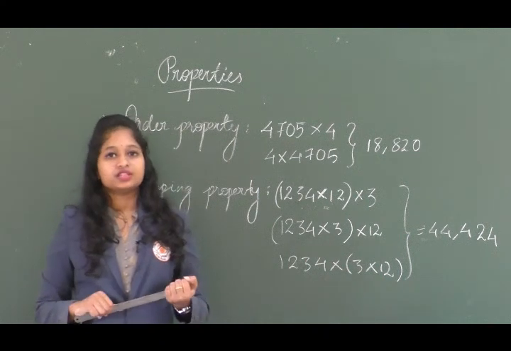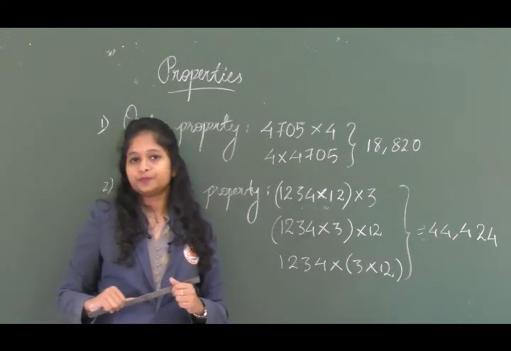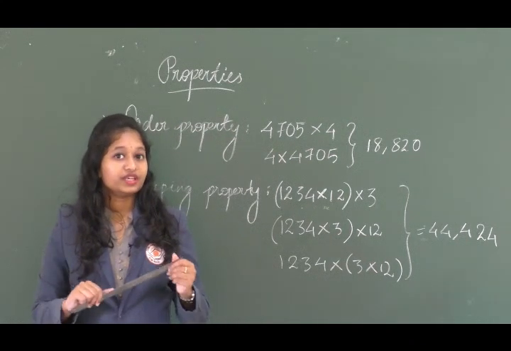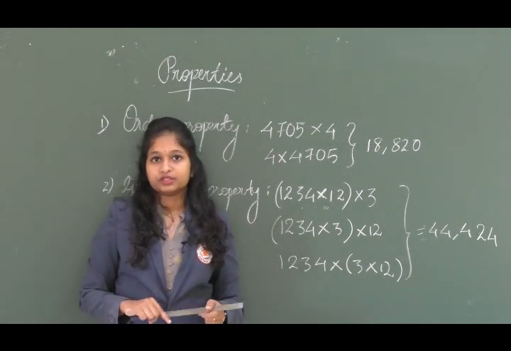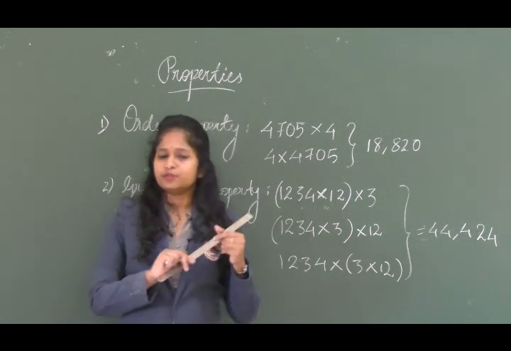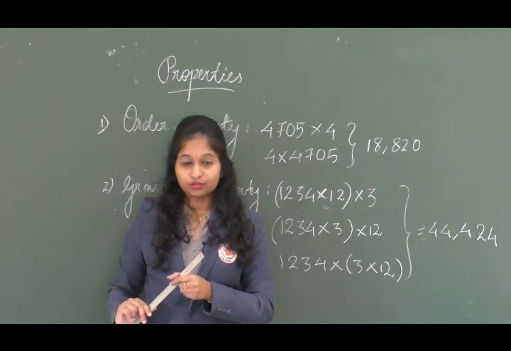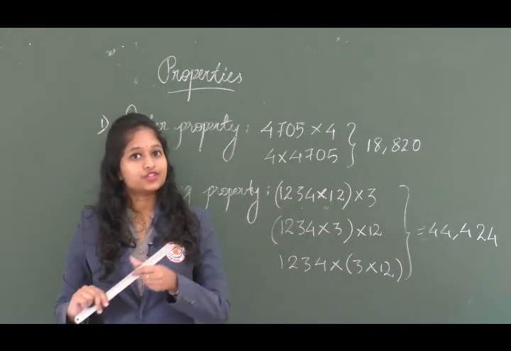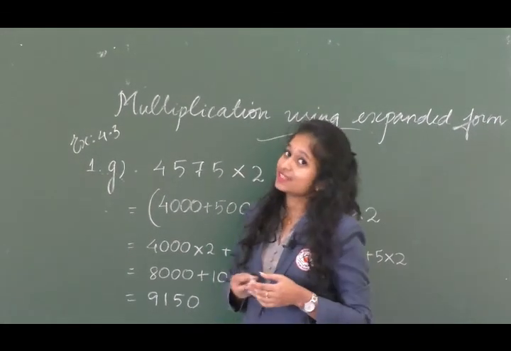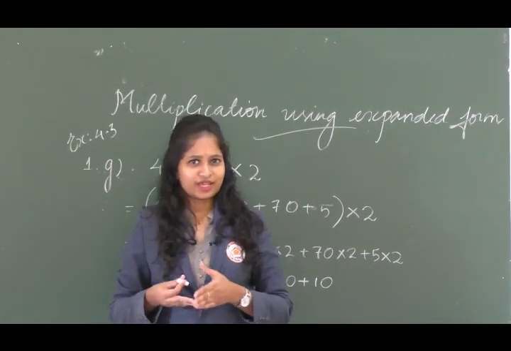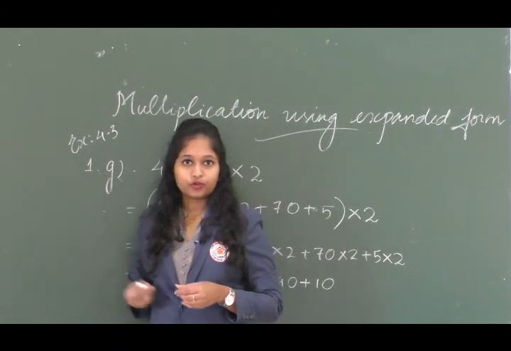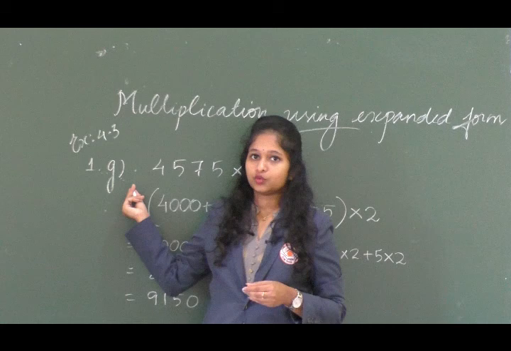The third property is multiplication by 1. If we multiply any number with 1, we get the number itself. And our fourth property is multiplication by 0. If you multiply any number by 0, you get the product as 0. Now let us learn multiplication using expanded form. You have already learned expanded form, right? So I have taken the question from exercise 4.3, first main question G.